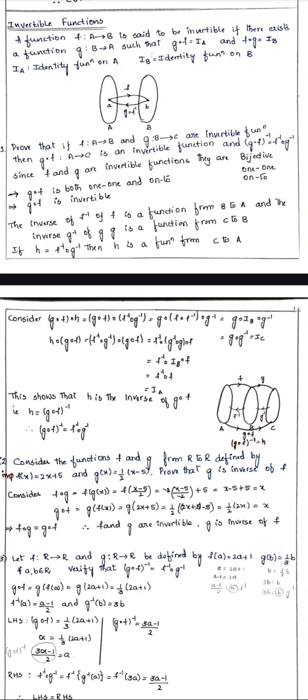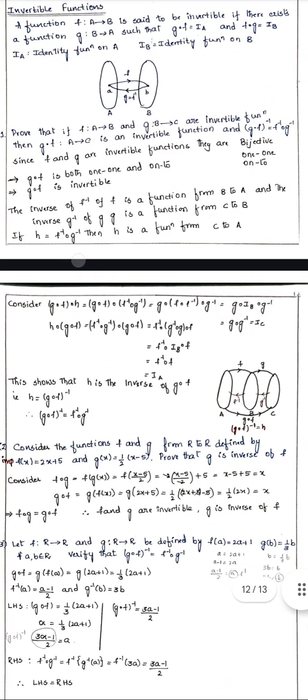Prove that if f from A to B and g from B to C are invertible, then g of f from A to C is an invertible function and (g of f) inverse is f inverse of g inverse. Since f and g are invertible functions, they are bijective, one-one and onto. g of f is both one-one and onto. g of f is invertible.